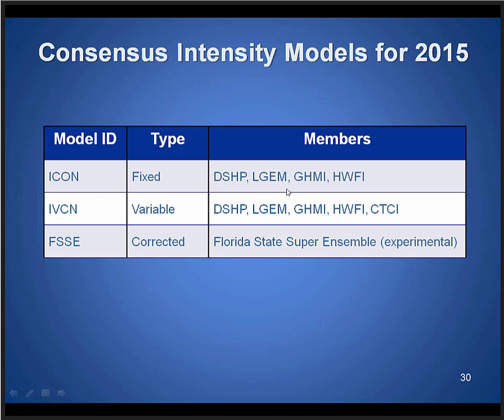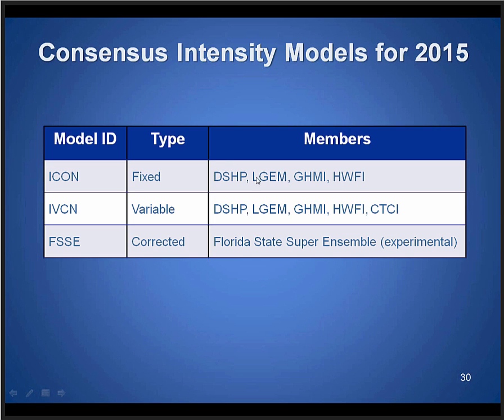So there's 3 different ways that this is done. One is to take just the 4 models, the 2 statistical ones, Decay-SHIPS, LGEM, and the 2 regional hurricane models, GFDL, but it's got a different acronym here. I'm not going to get into why, and the HWRF.